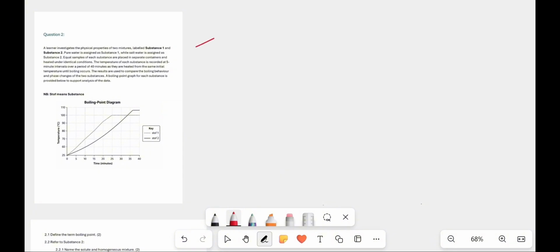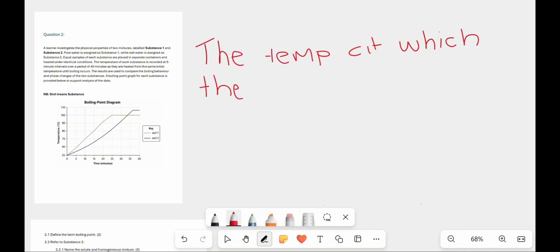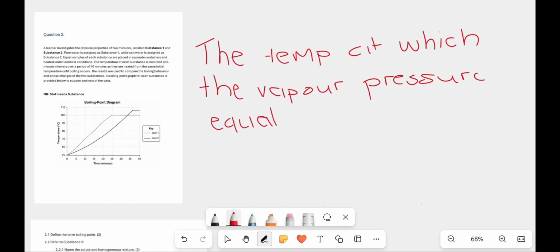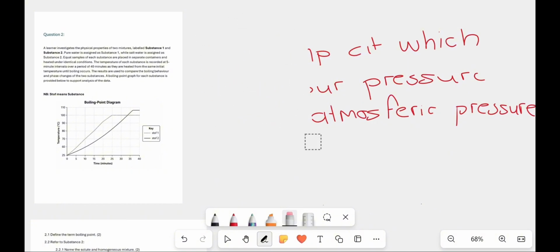So, the temperature at which the vapor pressure equals, this word is very important, equals atmospheric pressure. And that is basically your definition of a boiling point. Now, remember what I said? Many people use many different definitions. Use the one they taught you at school.